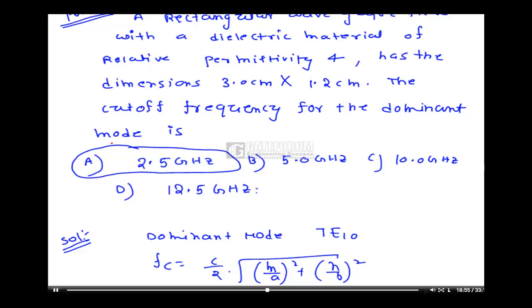Since it is filled with dielectric material, we have to take the epsilon r value into account. That's why we divide the c value by the square root of epsilon r. If you do it like this, you will get the exact answer. If you miss any one thing, the answer will be wrong. So keep this point in mind, which is very important for solving problems. Permittivity.